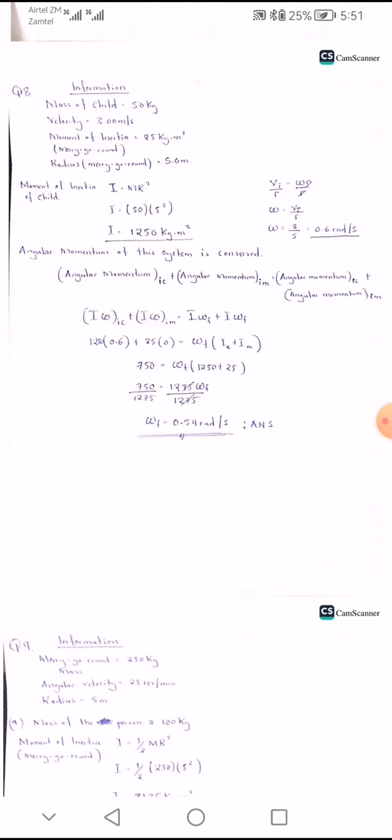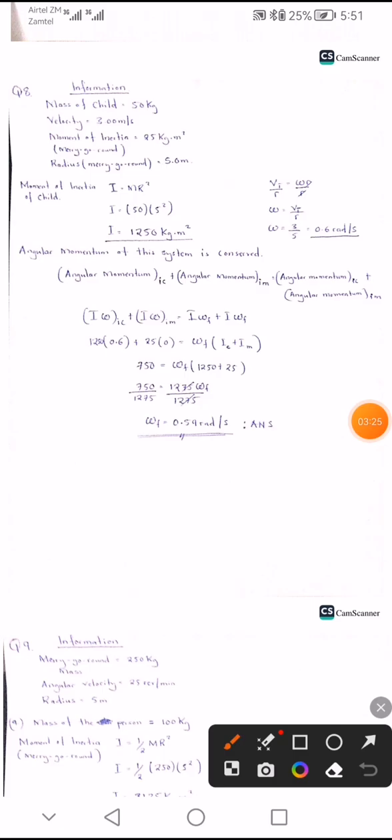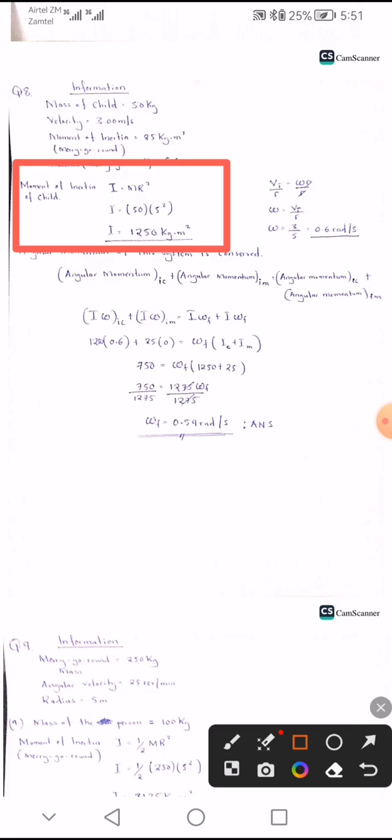To find the moment of inertia of a point mass, we simply use this expression: moment of inertia equals mass times radius squared. What is the mass of the child? 50. What is the radius of the merry-go-round? 5 squared, that gives us 25. 25 times 50 gives us a moment of inertia equal to 1,250 kilograms meter squared.